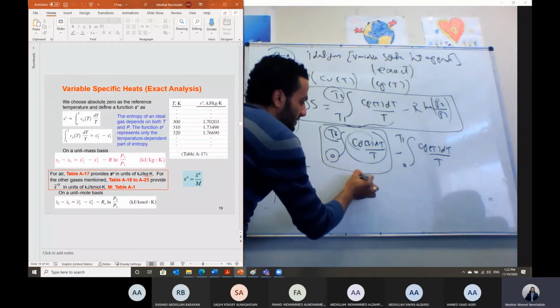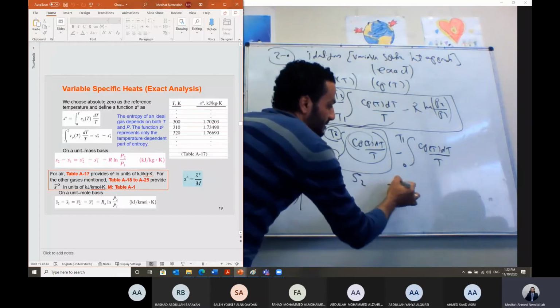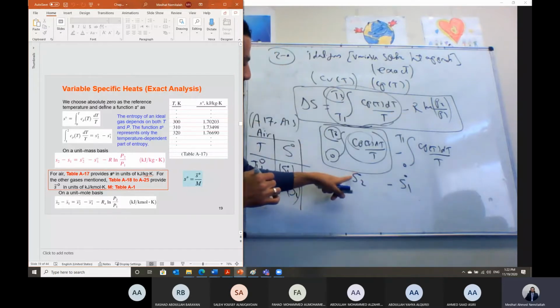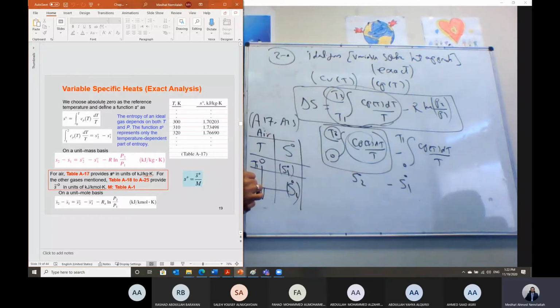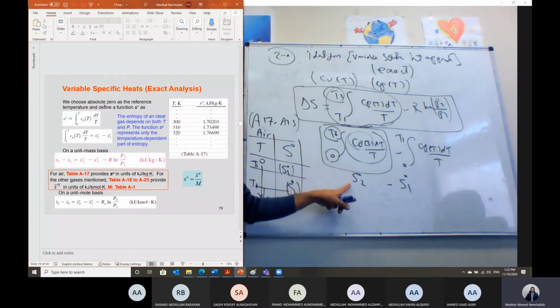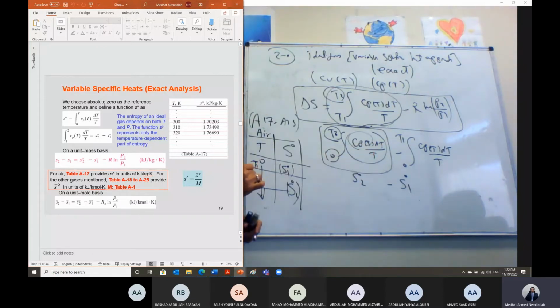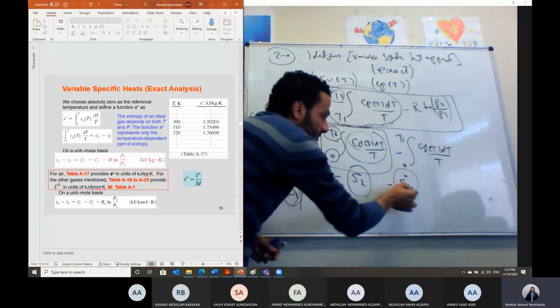So this term, we call it s°2. And this term, we call it s°1. So we can just replace this integration by s°2 minus s°1. s°2 is the reference entropy, which is the integration from 0 to T2 of Cp as a function of temperature multiplied by dT over T. You have already done this integration and listed this value in the table. We call it s°2 at the temperature T2. So in this case, given the temperature, you can go to the table and get this value, either at temperature T2 or temperature T1.